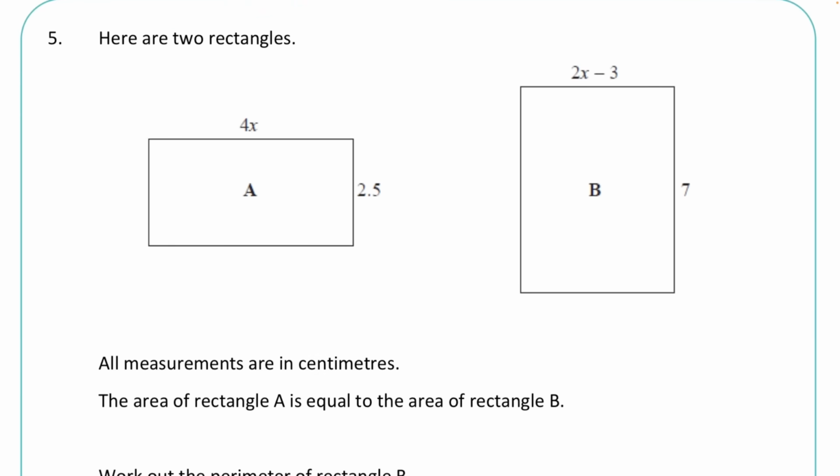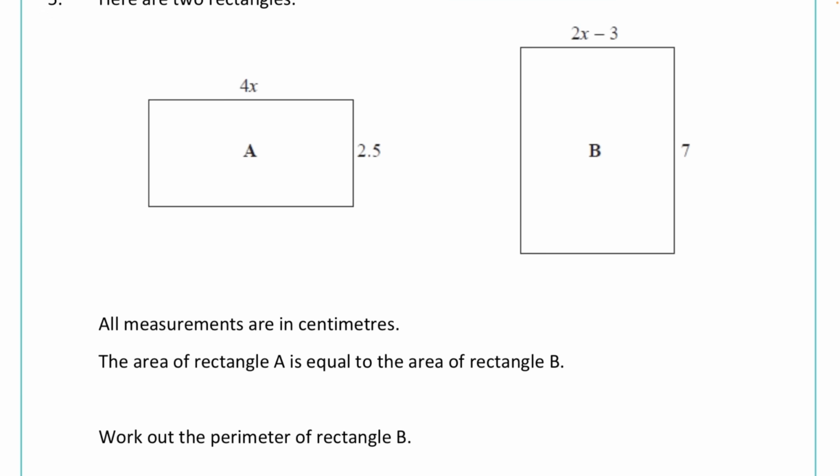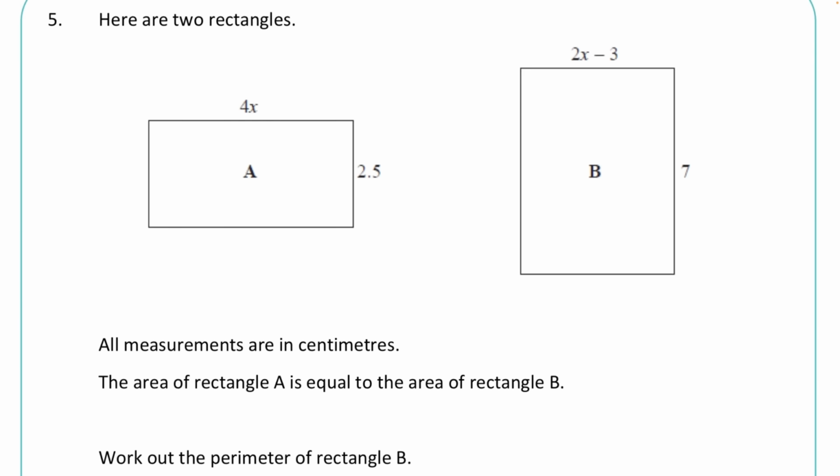Question 5, we have some forming and solving equations. It says all these measurements are in centimetres, but the area of rectangle A is equal to the area of rectangle B. Well, the area of a rectangle is multiplying the side lengths. So here we have algebraic side lengths, so 4x times 2.5. I could do 4 times 2.5 on the calculator, but it comes out as 10x.